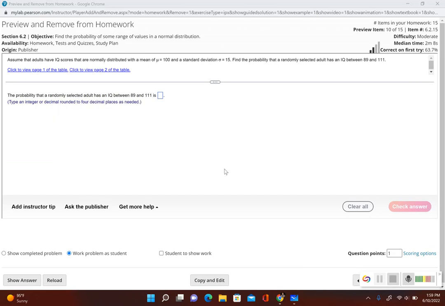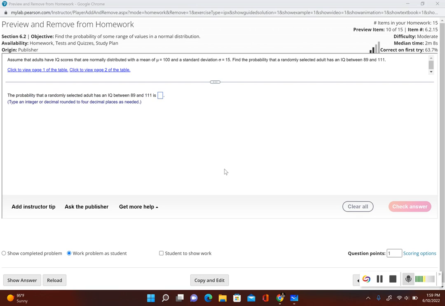In this homework problem, it's saying, assume that adults have IQ scores that are normally distributed with a mean of mu equal to 100 and a standard deviation of sigma equal to 15. Find the probability that a randomly selected adult has an IQ score between 89 and 111.